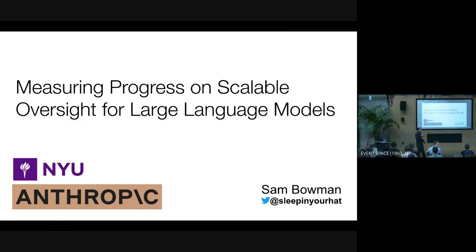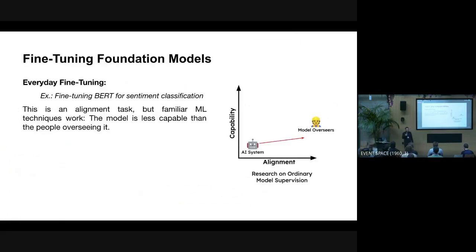I'll be talking about scalable oversight, continuing from this morning. The version of alignment or oversight that I'm mostly focusing on here can be pretty well thought of as just fine-tuning foundation models. This includes things like the classic boring NLP task of fine-tuning BERT for sentiment classification. When you're doing this, you are doing alignment in this definition. You're doing model oversight. But this is an easy case of alignment. It's one where familiar ML techniques work.